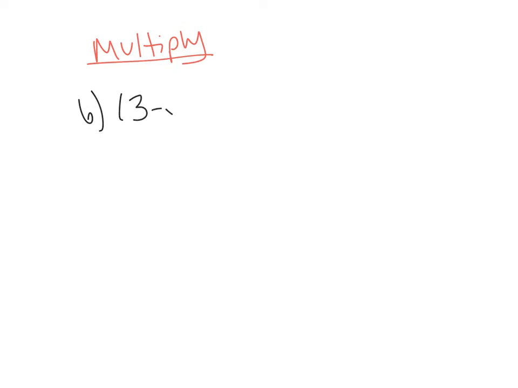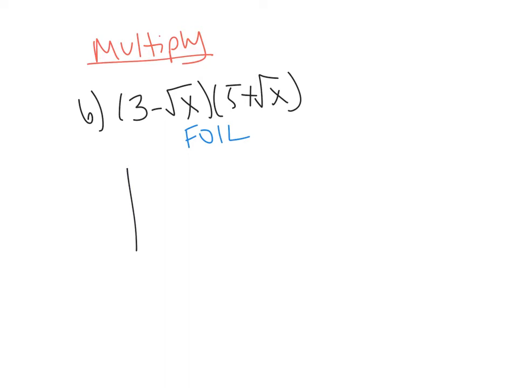So let's look at an example. How are we going to go about multiplying 3 minus square root x times 5 plus square root x? Well, anytime we have a binomial times a binomial, yes, we're going to multiply. Multiply here really does mean FOIL. And what I like to do with FOIL is I like to draw a box. So I'm going to draw a box. Because I have a 2 by 2, I'm going to draw a 2 by 2 box. And I'm going to put the numbers on the outside.